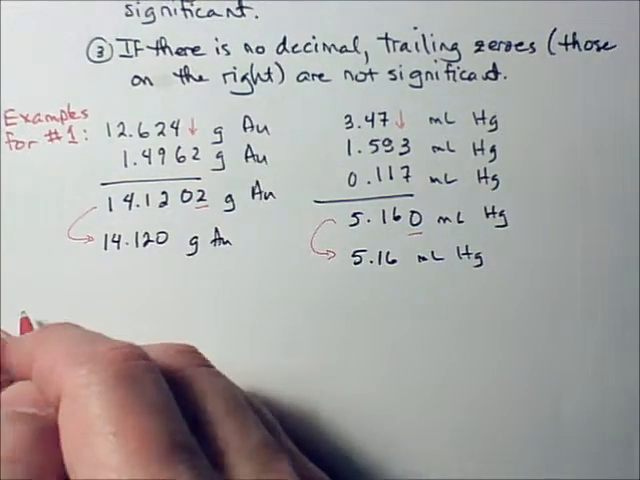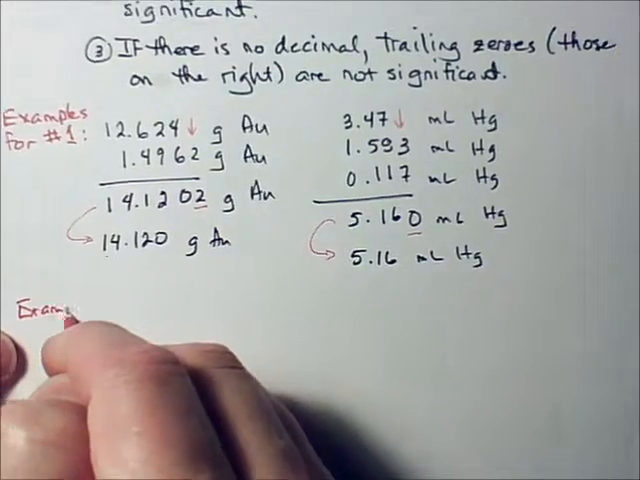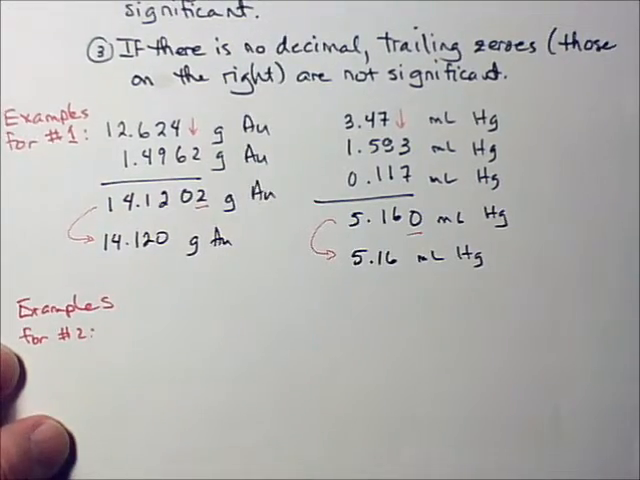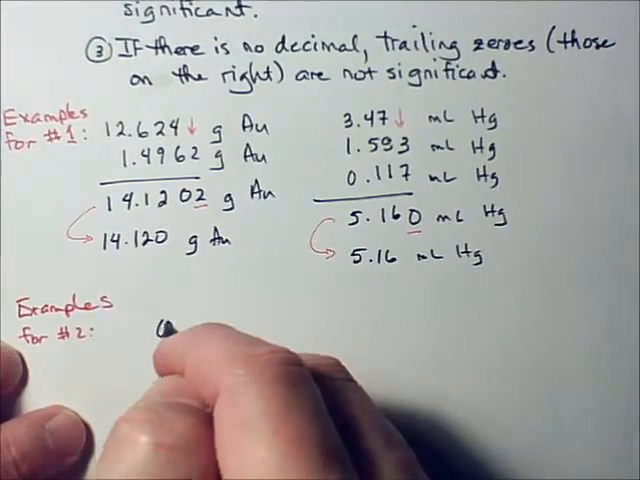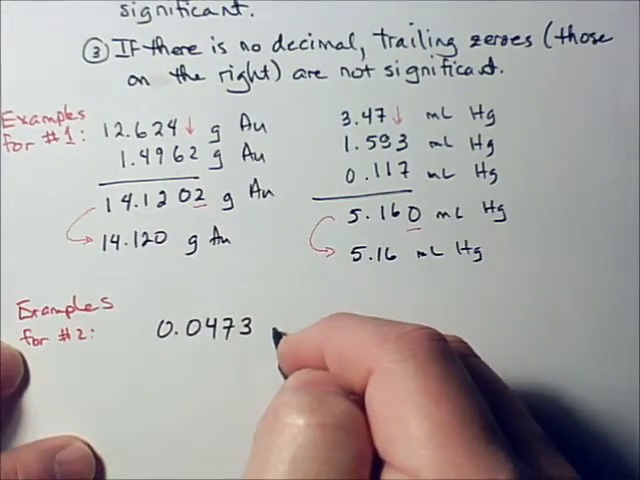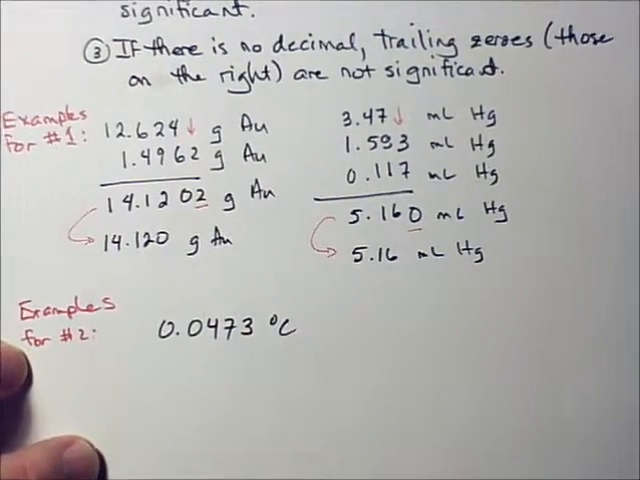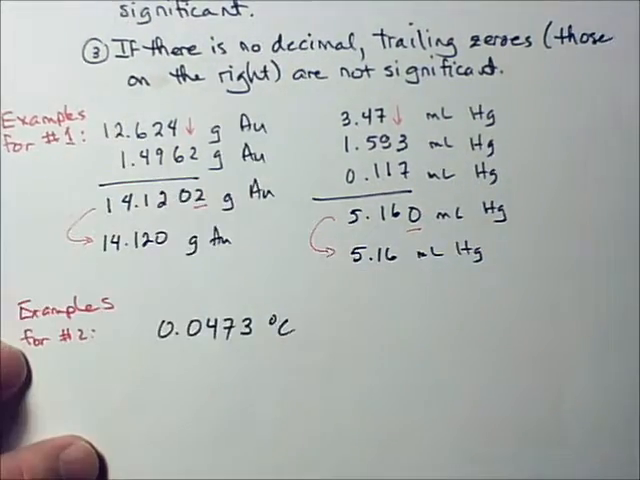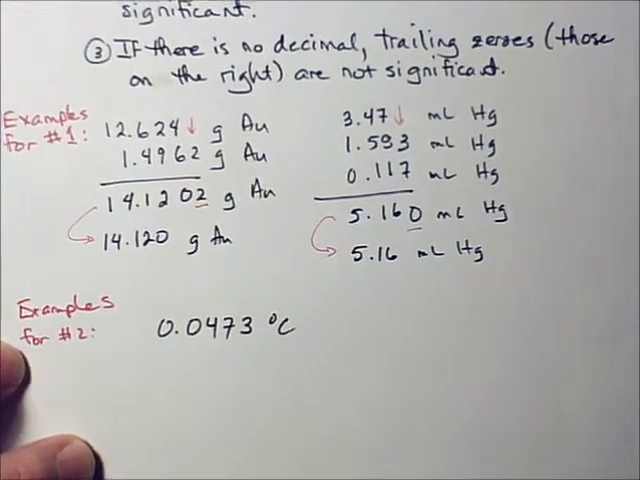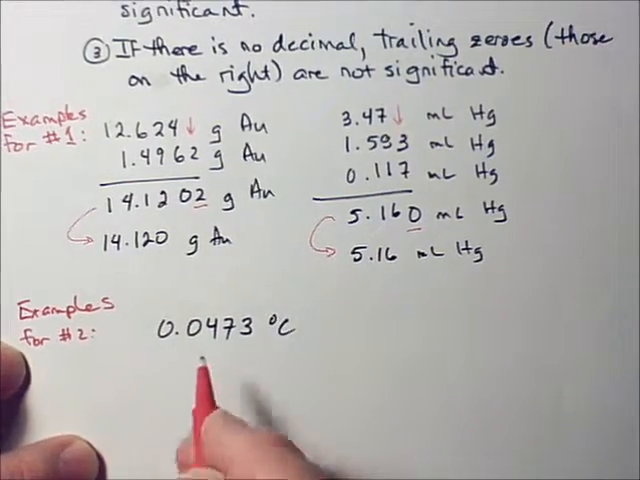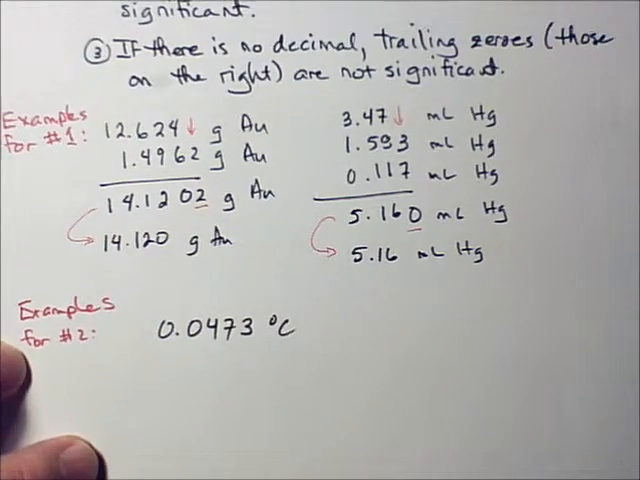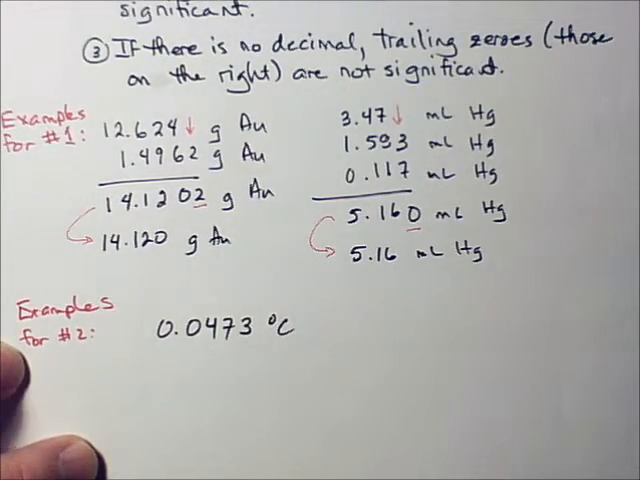All right, so here's an example, or maybe two, for number 2 here. Let's say we've got this number. All right. According to rule number 2, leading zeros, those to the left, are not significant. How many significant digits in this number then? 1, 2, 3. The zeros are not significant because they're to the left. How many significant digits? 3 significant digits, okay?